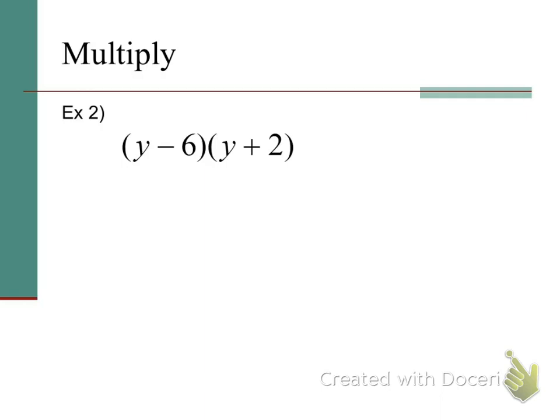Okay. Remember to be careful about your signs when you're doing this. So first we distribute a y. Deja, what is y times y? Good. Y to the second power, or y squared. We've got y times a positive 2. That's going to give me a positive 2y.